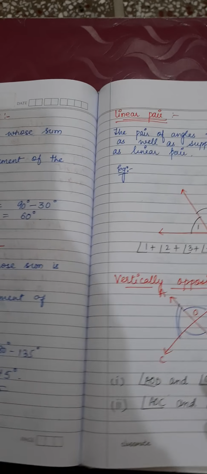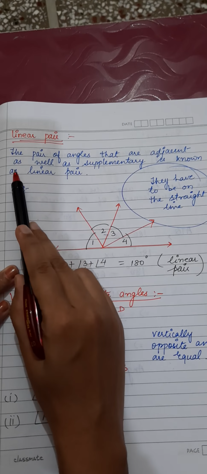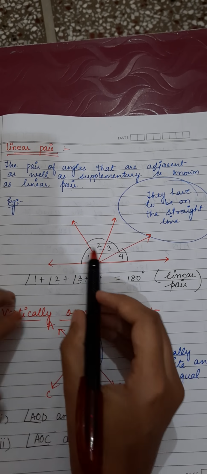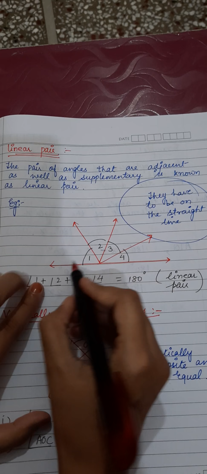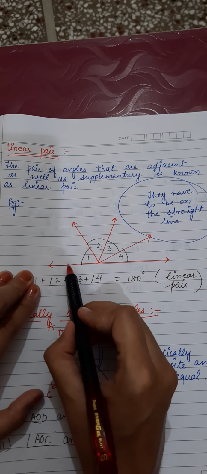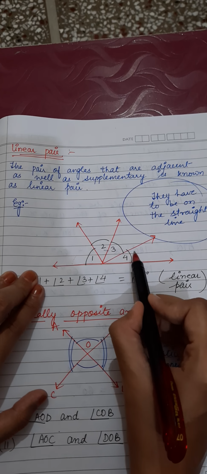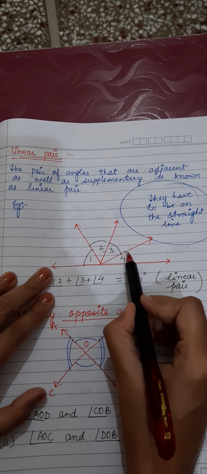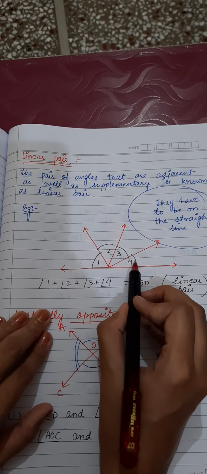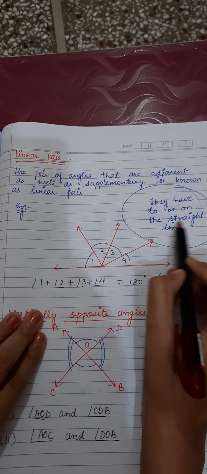Okay. Now let's move to the linear pair. Now this is very important. The pair of angles that are adjacent as well as supplementary is known as a linear pair. Now what is the meaning of this? Just look at this figure. Now this is a straight line. On this straight line, the angles whose sum is 180, all these angles are making a linear pair. The sum of all these angles has to be 180. They will make a linear pair. They have to be on the straight line.